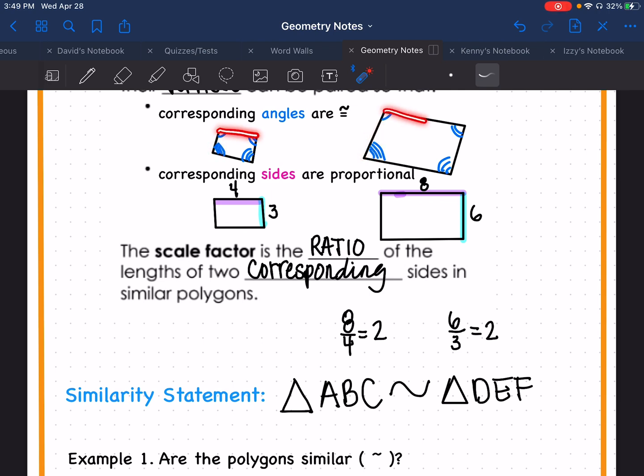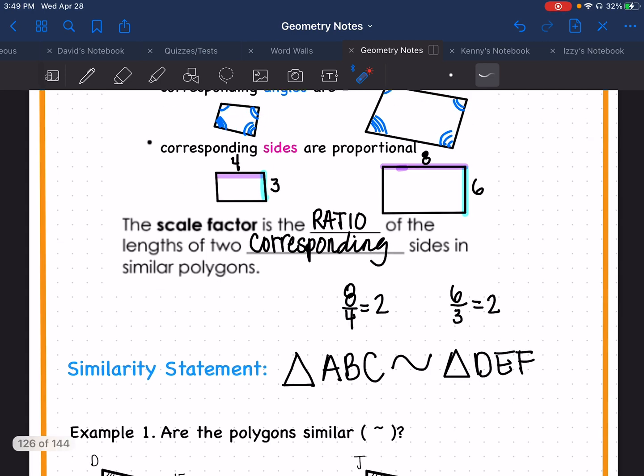This side is going to pair up with this side because we have 1 and 2, 1 and 2. And so that's how I like to do it.